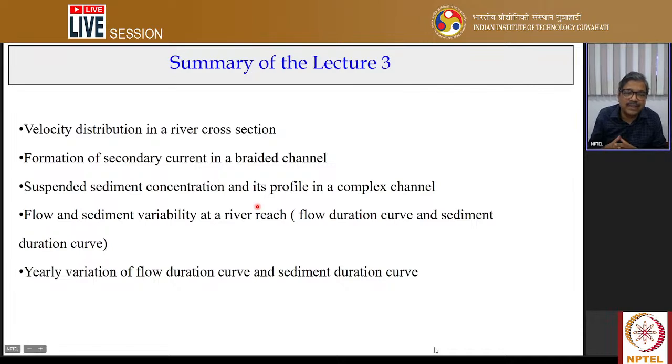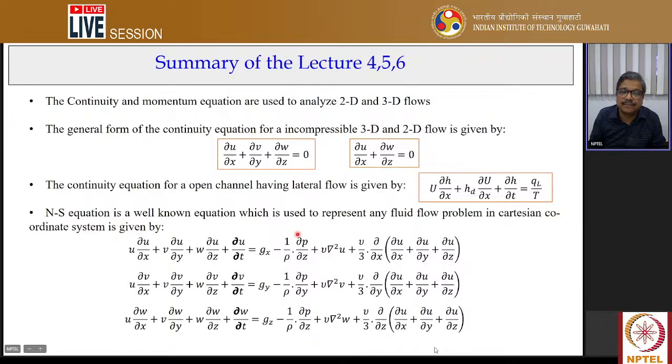This is basically the typical velocity distribution, and we should know how the secondary current formations happen, how to derive the flow duration curve or the sediment duration curve, and how the yearly variations of the flow duration curve and sediment duration curve occur. That's what we'll talk about, how the flow is changing.